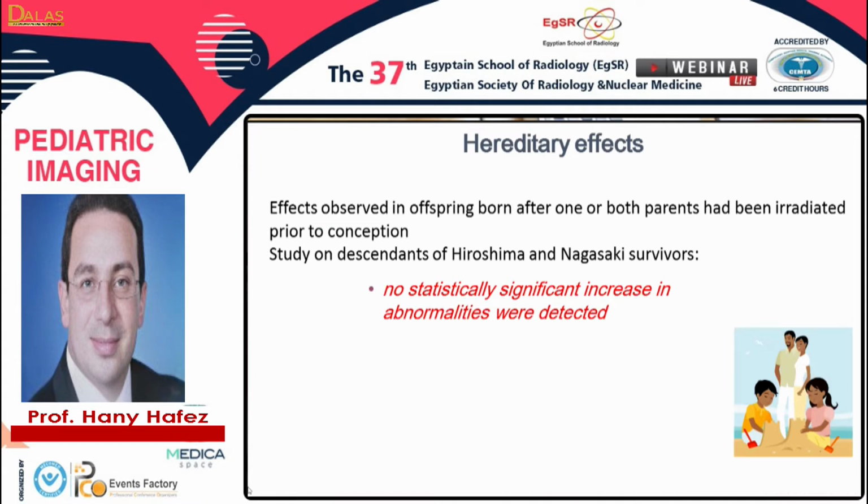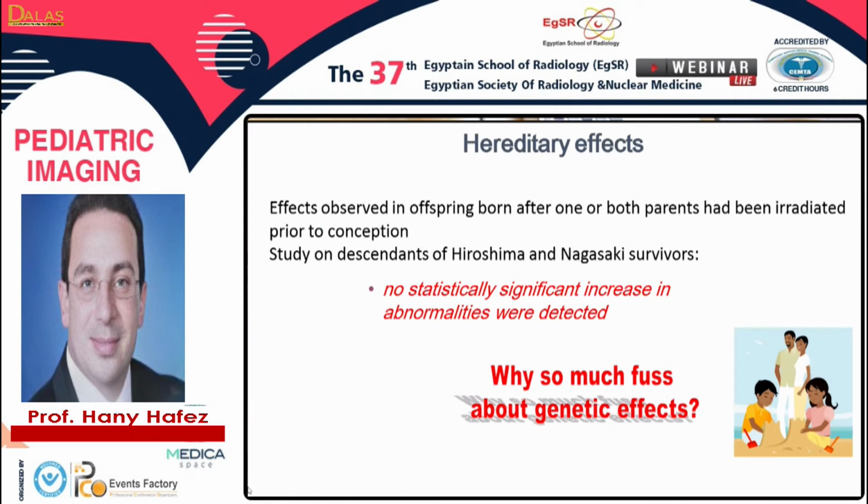Literature on the hereditary effects shows they are observed in offspring born after one or both parents had been exposed to radiation. Studies on the survivors of Hiroshima and Nagasaki prove that there is no statistically significant increase in abnormalities after the Hiroshima and Nagasaki exposures.